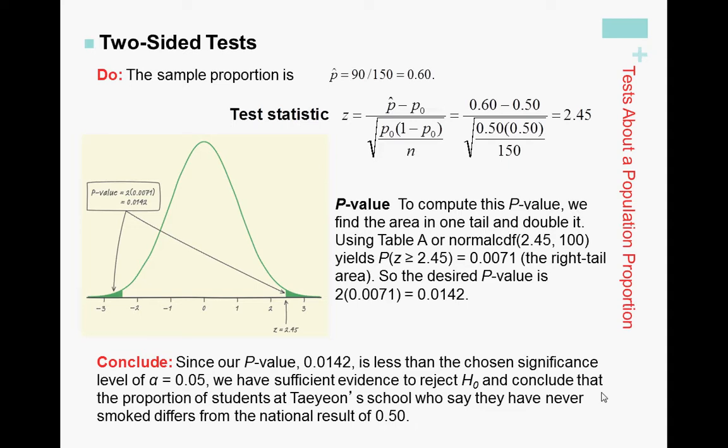So really the only differences with a two-sided test are that in the null hypothesis and the alternative hypothesis, you have does not equal. And when the p-value comes, you have to double it to account for both sides and both tails.